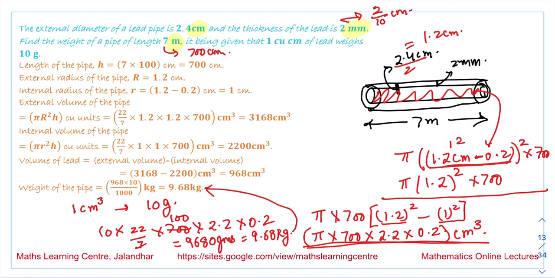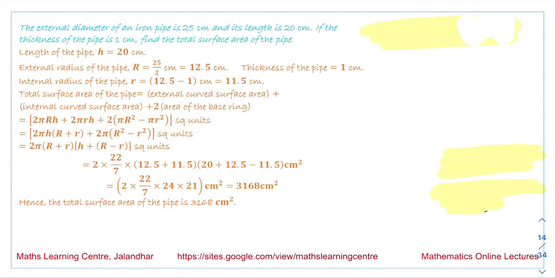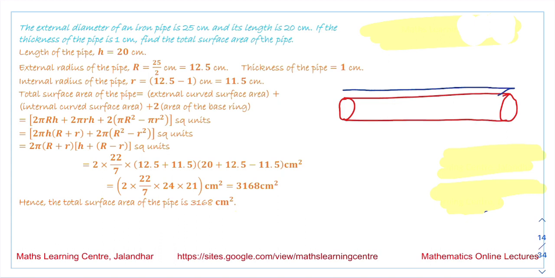Now the next question we have: the external diameter of an iron pipe is 25 centimeters and its length is 20 centimeters. So we are talking about a pipe, and if the thickness of the pipe is 1 centimeter, so thickness of the pipe means we are talking about that this pipe is there like this.